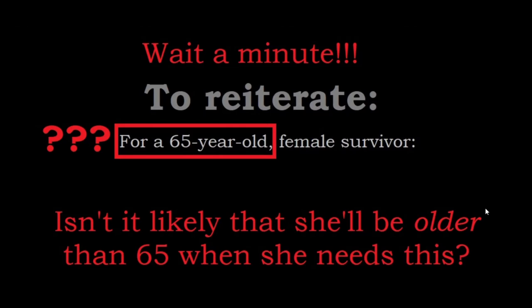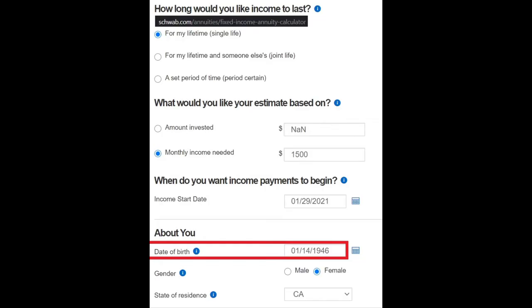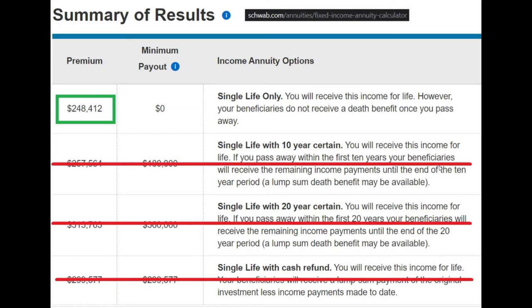To see this, we can go back to the annuity calculator and make her 10 years older. So if we have her born in 1946 instead of 56, and I'm recording this in 2021, we see that if she's 75 years old instead of 65, the same $1,500 a month lifetime annuity would actually cost her $87,268 less. So here the price tag is $248,000 and some change, and previously it was $335,000 and change. So the moral is, the older a person is, the lower their annuity cost, holding the payout and other factors fixed, of course. And you can run the numbers at different ages for yourself to verify this.